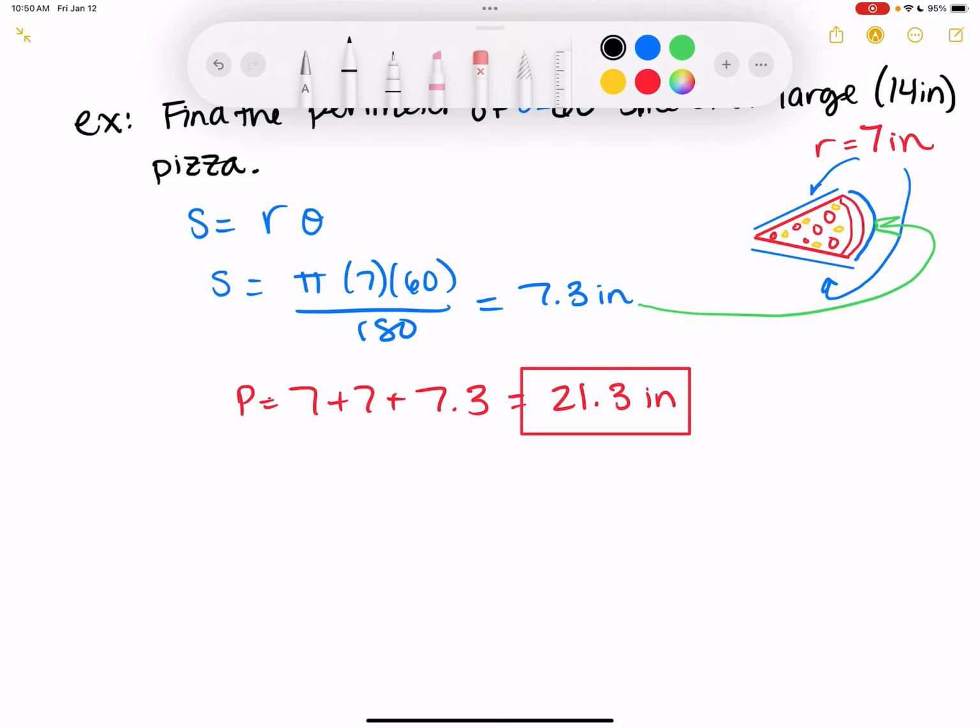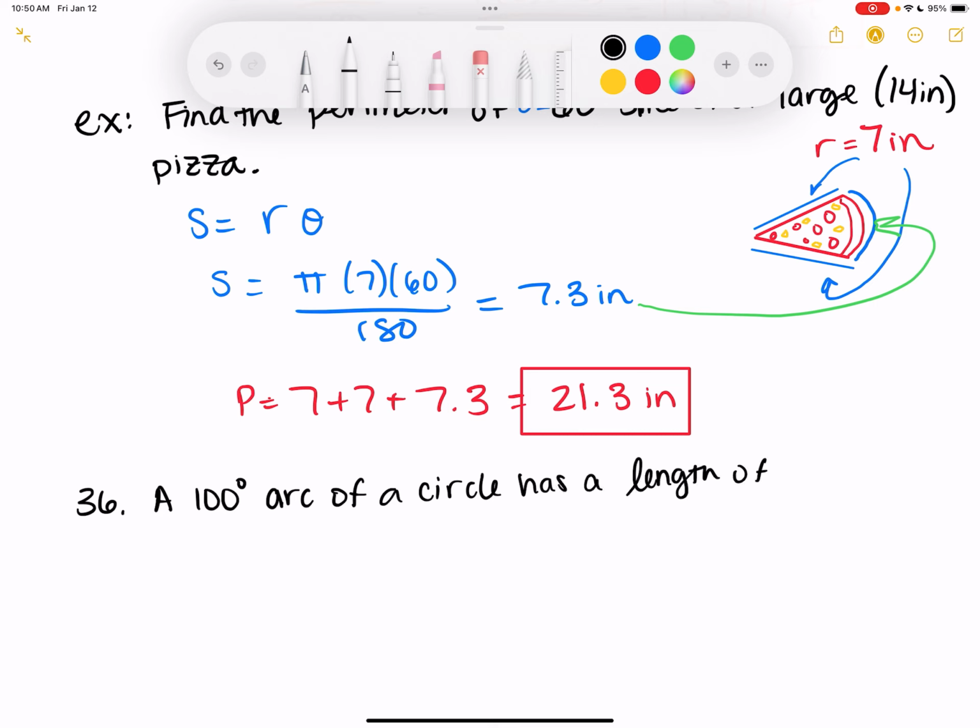All right, so now one from the book. They have a few short word problems and then some longer ones. One of the short ones, number 36, says a 100-degree arc of a circle has a length of 7 centimeters. To the nearest centimeter, what is the radius of the circle?